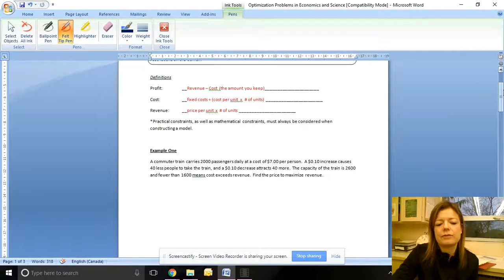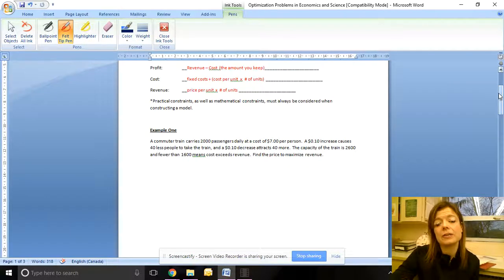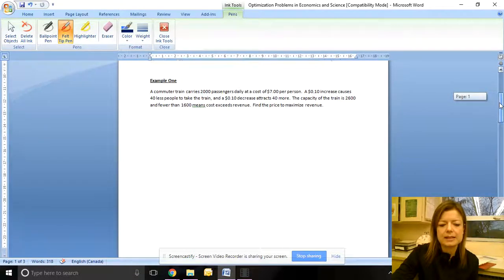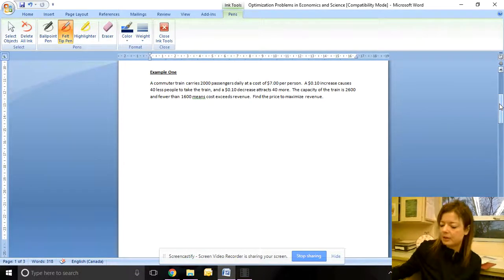So let's just remind ourselves of the definitions of profit, cost, and revenue. Remember, profit is the amount of money you get to keep. It's what you take in, so your revenue minus your costs. Your costs, don't forget to consider any fixed costs you have, and then it's the cost per unit times the number of units you are making or you're selling. And then the revenue is the price per unit, so what you're selling the unit for, times the number of units sold. Okay, so when we're coming up with our restrictions, we have to think about some practical constraints as well as mathematical constraints, and those should be given to you in the question.